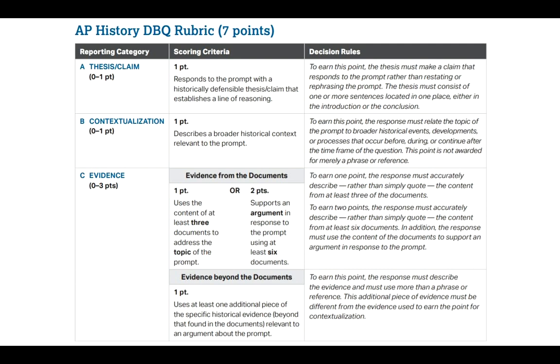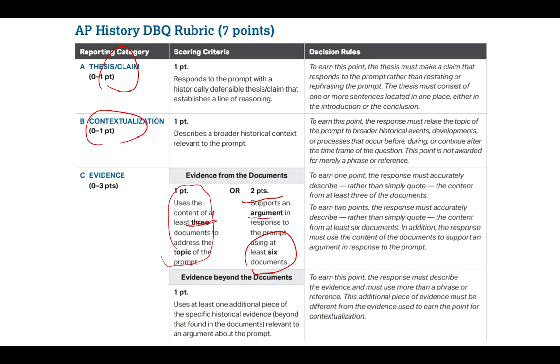It's a little bit overwhelming. Hopefully, you've already gone over this with your teacher. So you get 1 point for contextualization, and I'll explain what that is in a second. You get another point for your thesis. Then you can get a point if you address 3 documents, or you can get 2 points if it uses 6 documents.